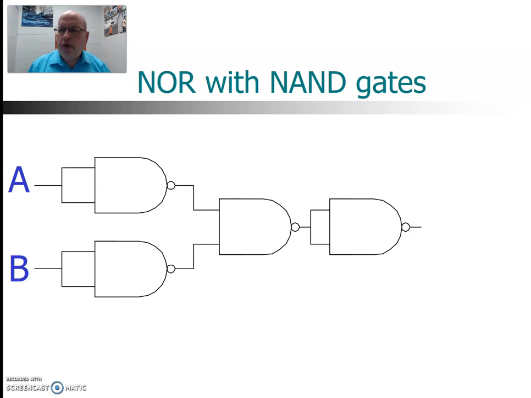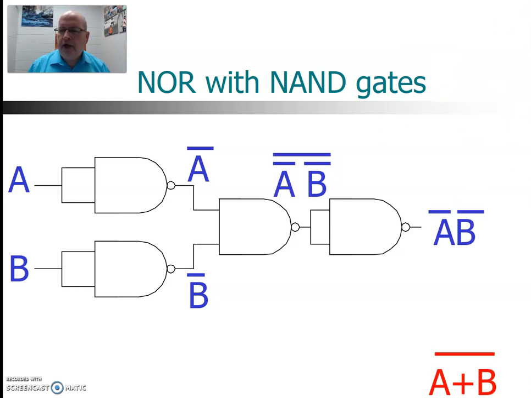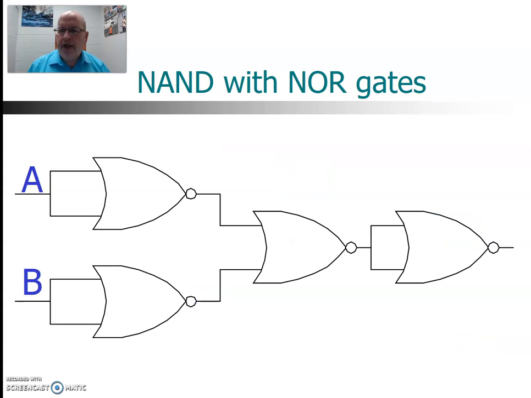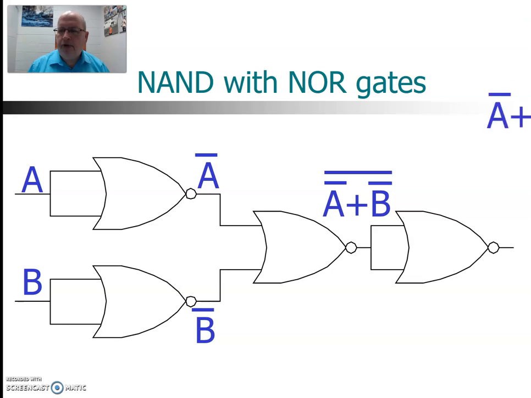Here is a NOR using 4 NAND gates, very similar to what we had before, except we now invert the output, and that gives us the NOR functionality. And we could do the same thing with NOR gates, creating a NAND, very, very similar to what we had in the last slide, except this time we're using NOR gates and creating the NAND functionality.